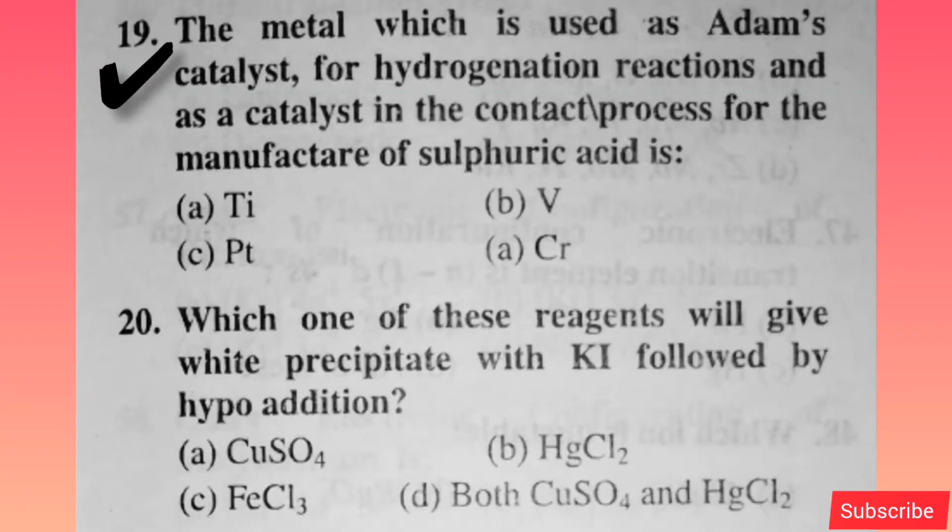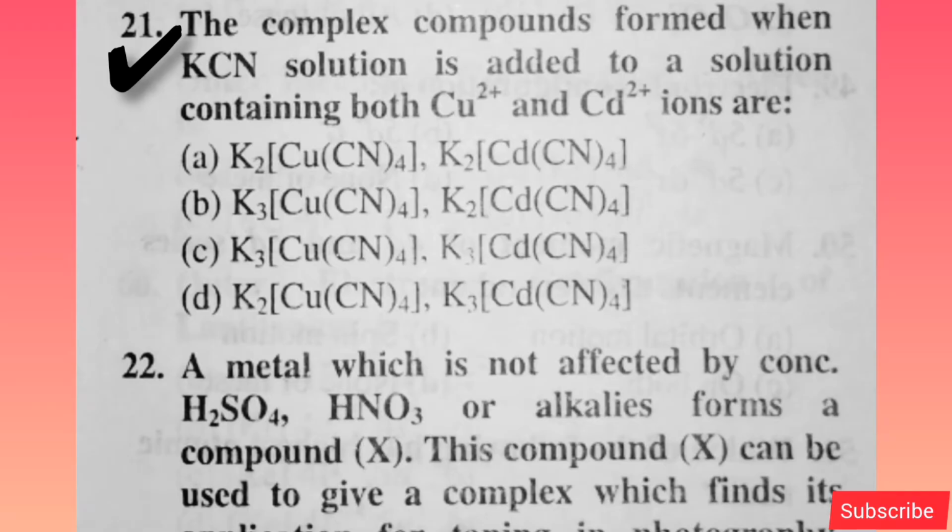The metal which is used as Adams catalyst for hydrogenation reaction and as a catalyst in the contact process for the manufacture of sulfuric acid is option C, platinum. Which one of the following reagents will give white precipitate with KI followed by hypo addition? Option A is right. The complex compounds formed when KCN solution is added to the solution containing both Cu2+ and Cd2+ ions are option B.